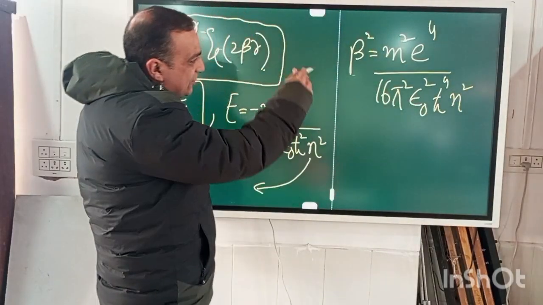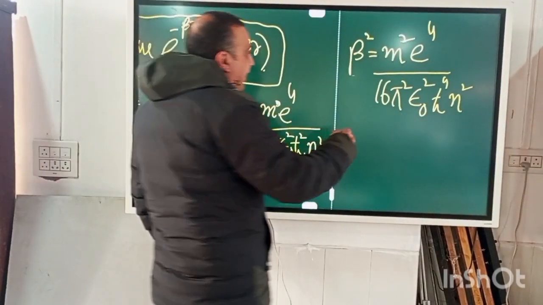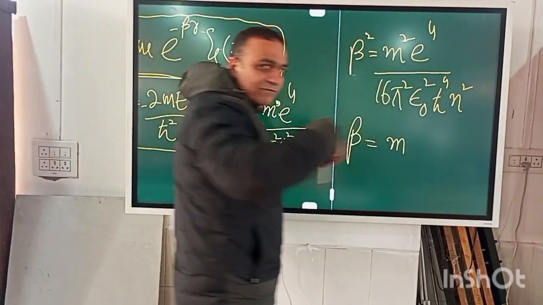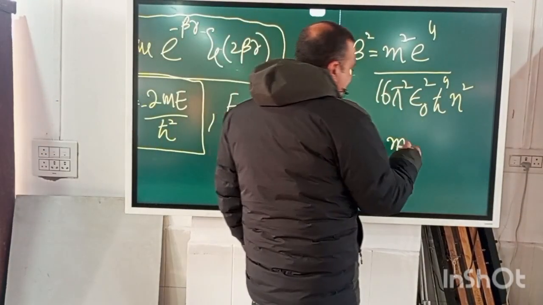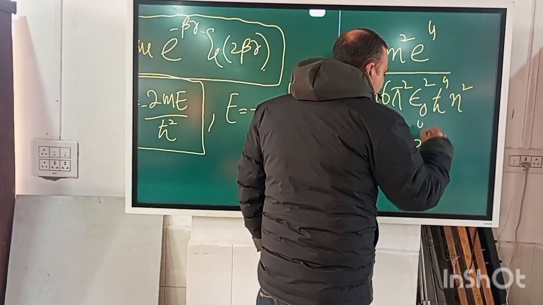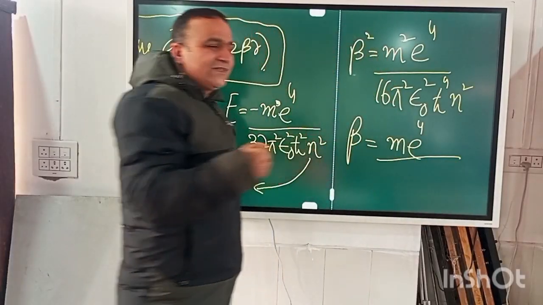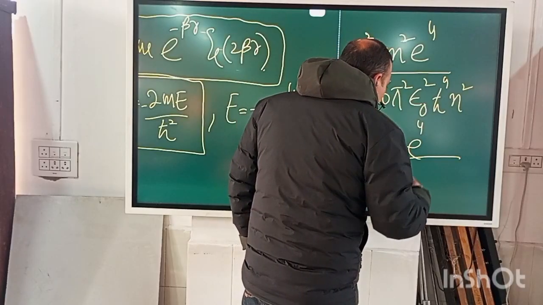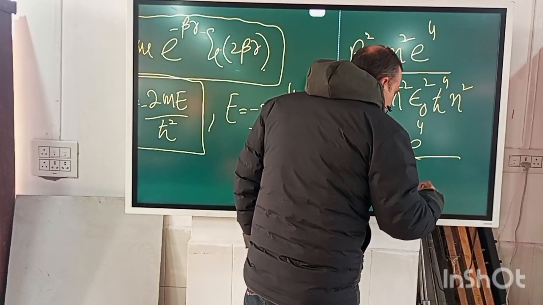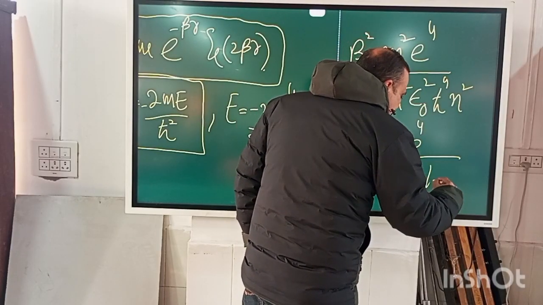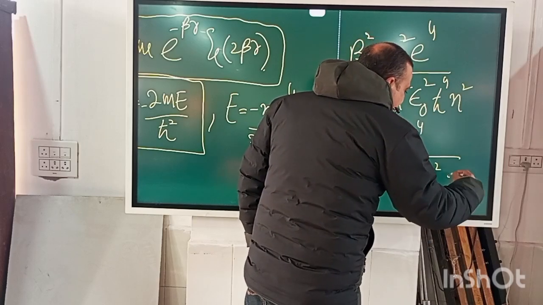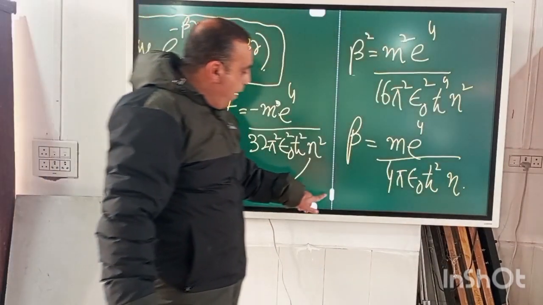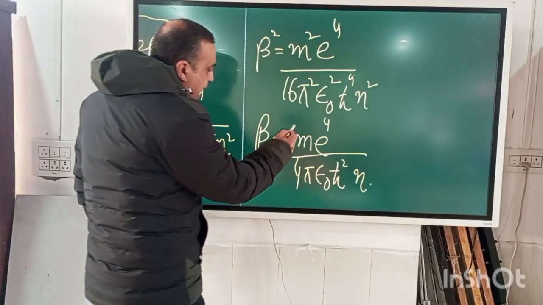So I can take the square root on the other side of the equation, and I can calculate this beta. This beta will be the root of that whole thing, okay? So here I'll get m, here I'll get e to the power of 4 divided by, what's the square root of 16? It's 4. Square and root will cancel, you'll get 4. Then you'll get only pi, then epsilon naught, then h bar square, and you will get n. Right?